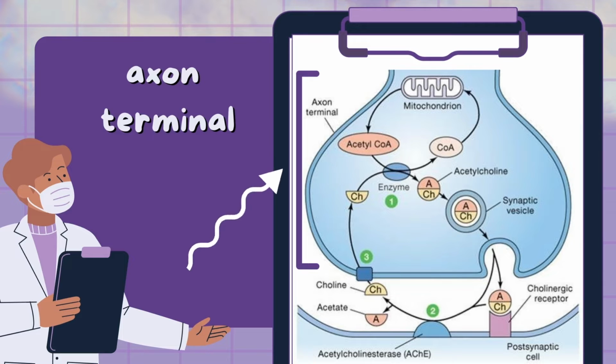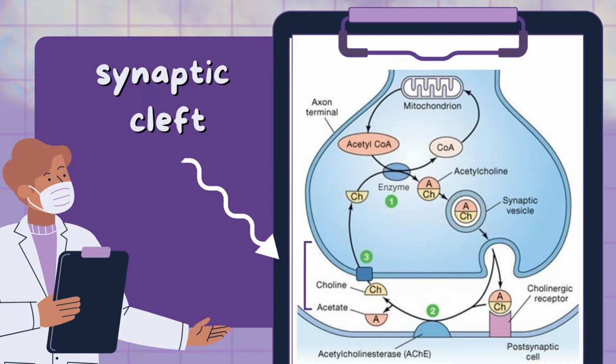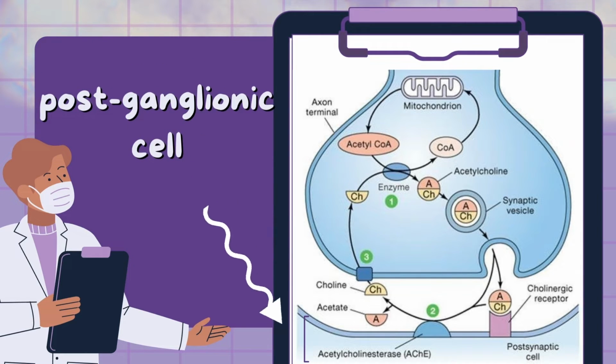The axon terminal is in this area, shown by the purple bracket, which is also known as the preganglionic area, where the acetylcholine synthesis occurs. Meanwhile, this is the synaptic cleft, the tiny space between two nerve cells, where the neurotransmitter acetylcholine is broken into two. Next, in this lower area, is the postganglionic cell, synonymous to postsynaptic, where the acetylcholine runs to the effector organ.